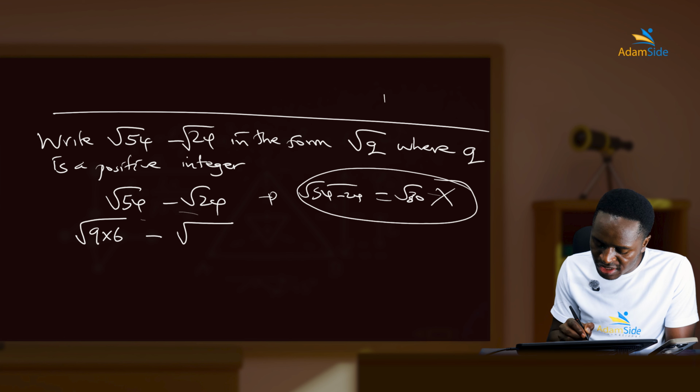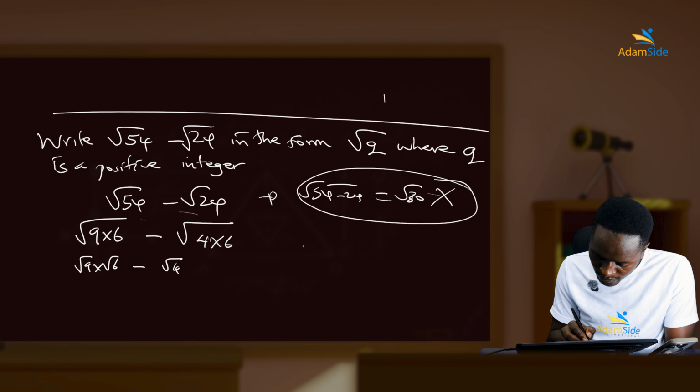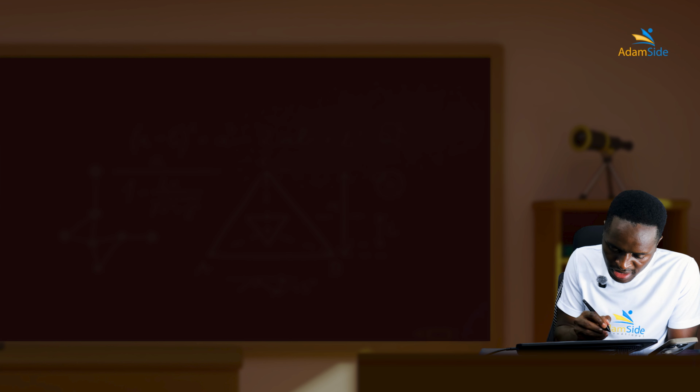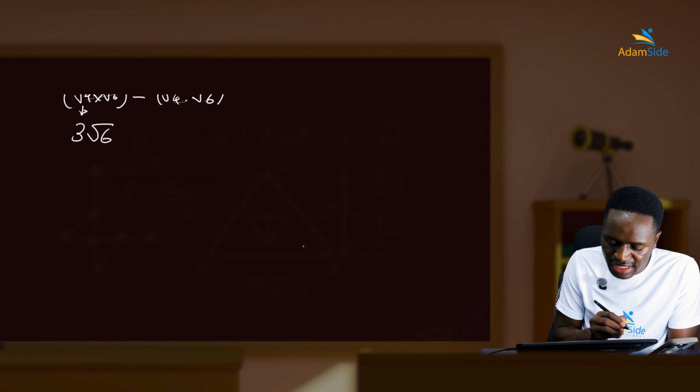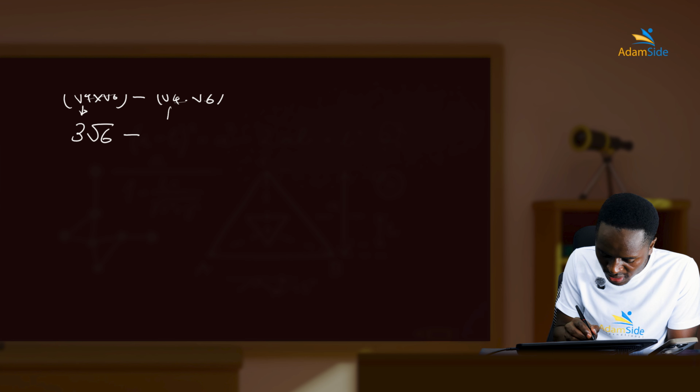Minus, which one is a square number in 24? Table 4 and 6 separately. Then here solve each separately. Root 9 times root 6 minus root 4 times root 6. Solve them separately, individually. What happens? Say this is the same as 3. This one, root 9 is 3, but root 6 we cannot get. Minus root 4 is what? It is 2, but root 6 we cannot get.